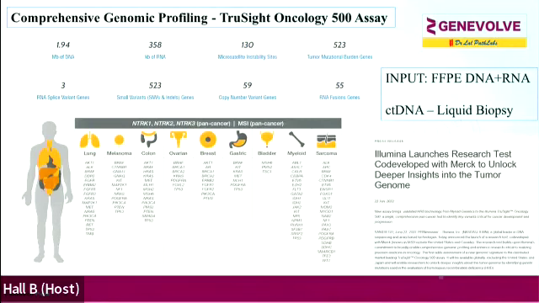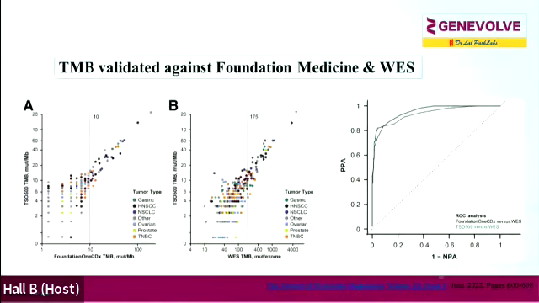The input would be FFPE DNA and RNA. However, a ctDNA liquid biopsy assay is also available. There is a homologous recombination deficiency algorithm also available along with this kit. There are various alterations in various different organs wherein a tumor is formed, and the pan-cancer markers are also interrogated in this assay.